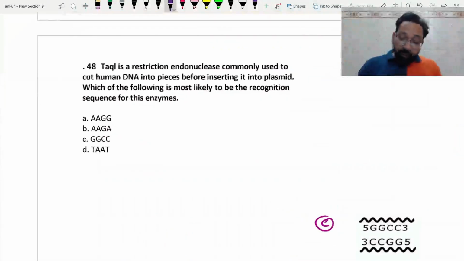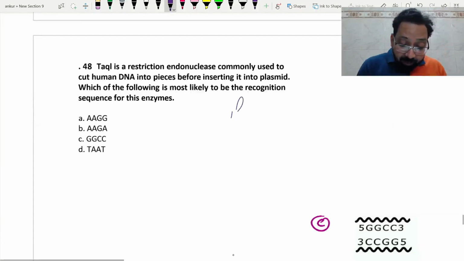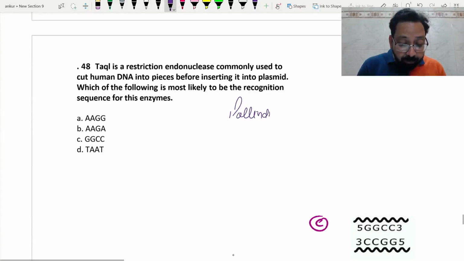Now restriction endonuclease. Restriction endonuclease cuts the palindrome region. Palindrome. First of all, you will remember palindrome is double stranded DNA.